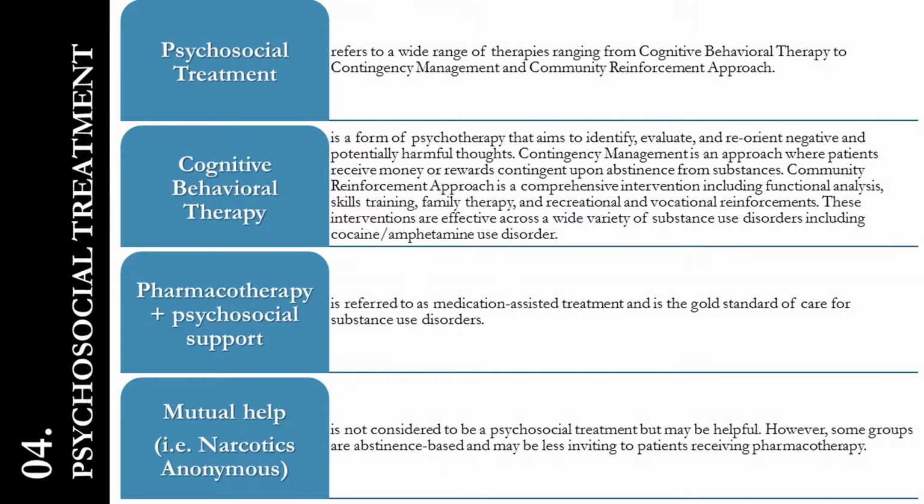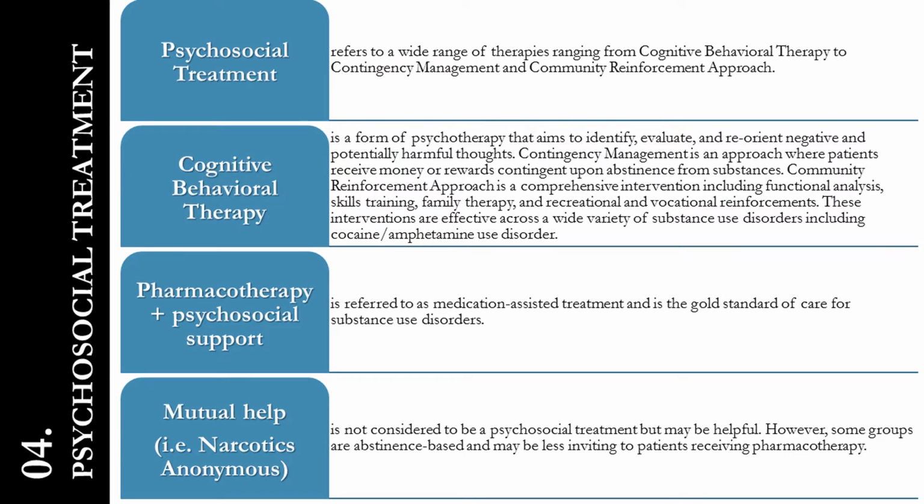In this slide, we're talking about psychosocial treatments. And there are a couple of important points to remember. The purpose of psychosocial treatment is to modify the underlying processes that maintain or reinforce use behavior, to encourage engagement with pharmacotherapy, and to treat any coexisting psychiatric disorders that may complicate a substance use disorder or work as a trigger for relapse. Psychosocial treatment really refers to a range of therapies, ranging from cognitive behavioral therapy to contingency management to a community reinforcement approach.